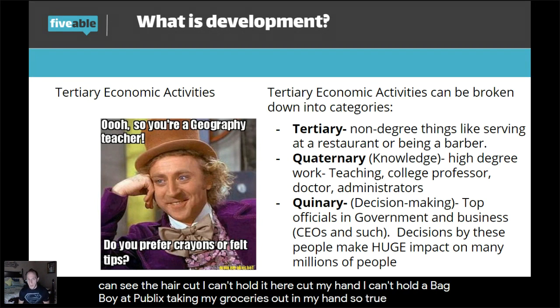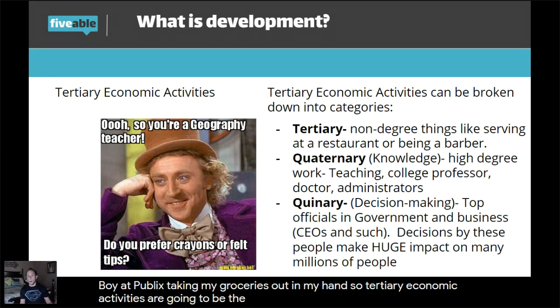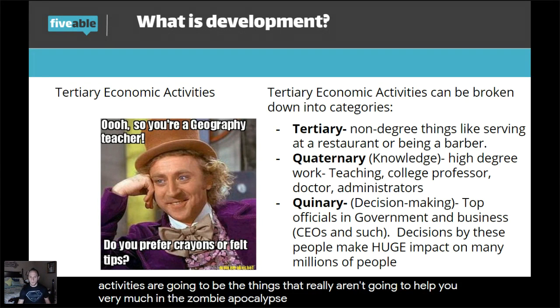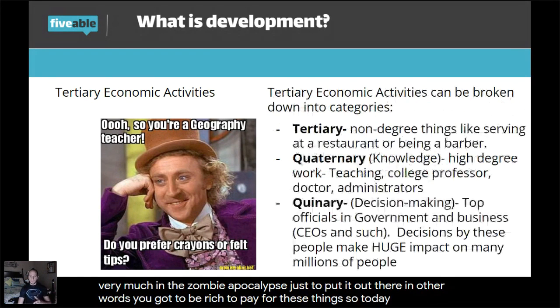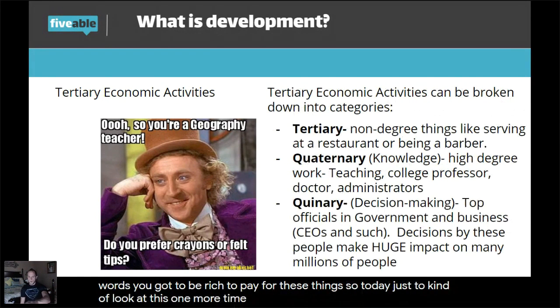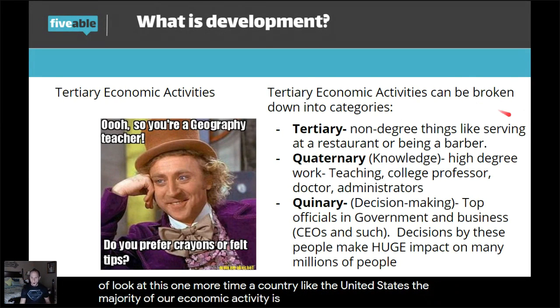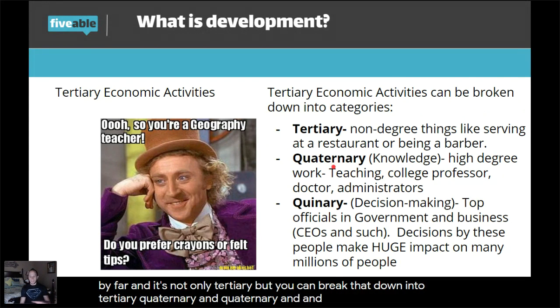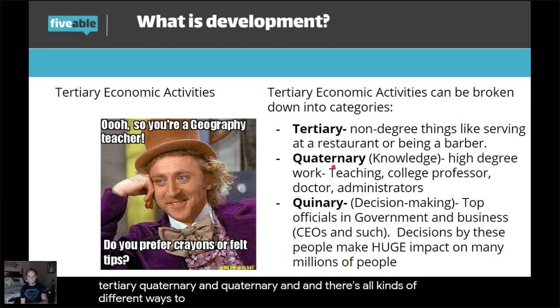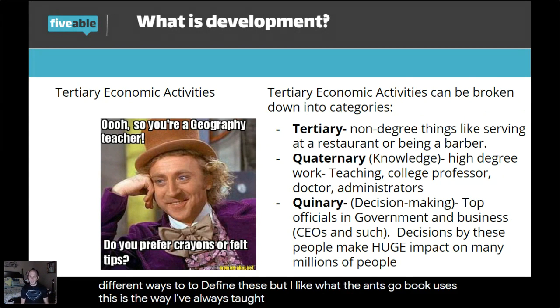So tertiary economic activities are going to be the things that really aren't going to help you very much in the zombie apocalypse. Just to put it out there. In other words, you have to be rich to pay for these things. So today, just to look at this one more time, in a country like the United States, the majority of our economic activity is going to be, by far, in services. And you can break that down into tertiary, quaternary, and quinary. There are all kinds of different ways to define these, but I like what the AMSCO book uses. This is the way I've always taught in my class.